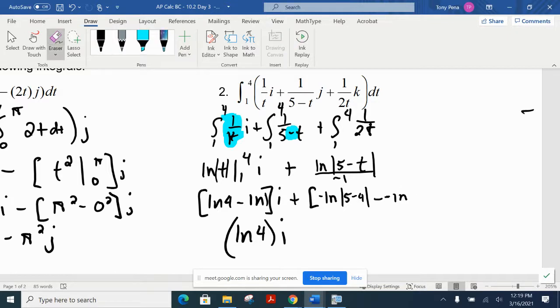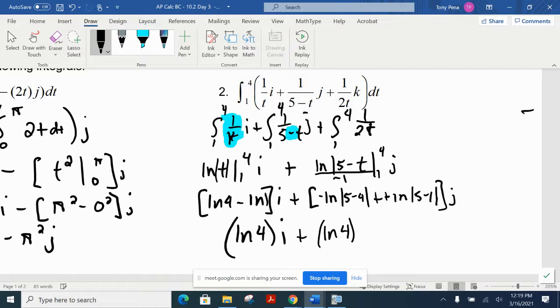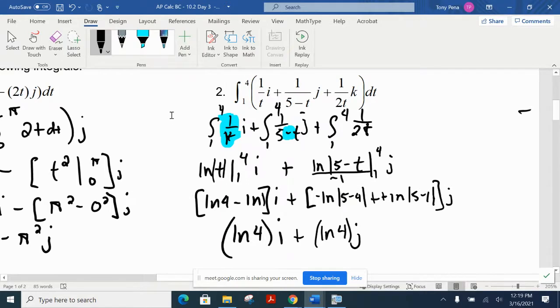Getting a little congested here. Negative natural log of 5 minus 1. And again, this is our j. Forget that. This gives you the natural log of 1. Natural log of 5 minus 4 is going to be the natural log of 1, so that's going to go away. Here we do get plus the natural log of 4. That would be the only thing that we're left with for our j term. So it should just become the natural log of 4 j.